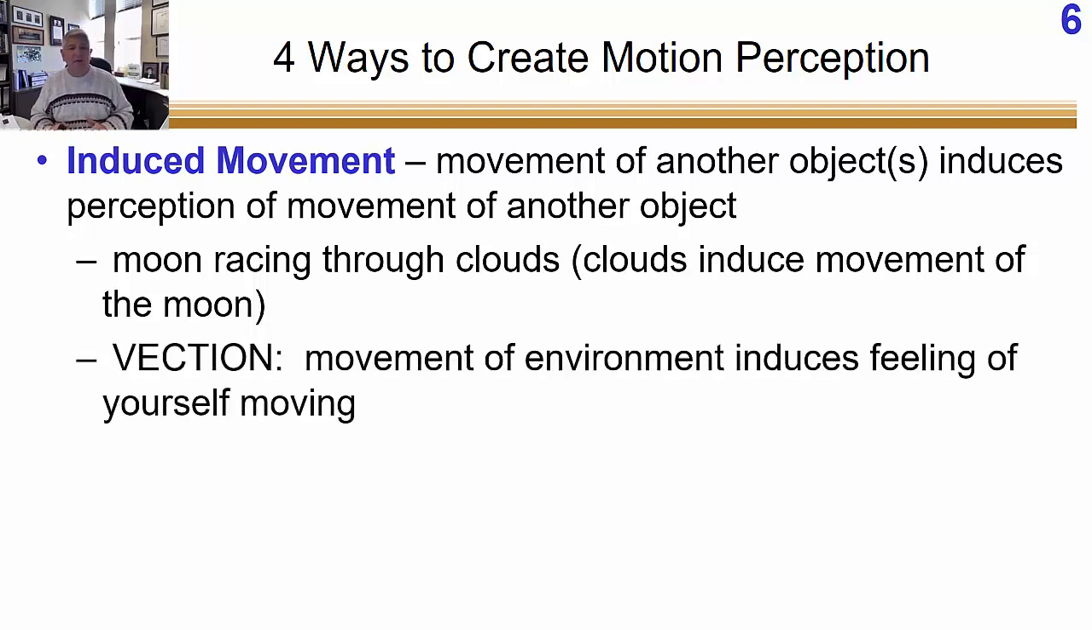Vection is actually the vestibular feeling where you feel like you're moving because there's movement in the environment. So if you've ever been sitting in your car at a stoplight and there's a big tractor trailer beside you, and the tractor trailer starts to move and you push harder on your brake because it feels like you're moving backwards, that's vection. Right?